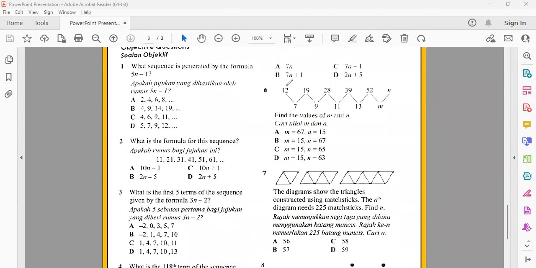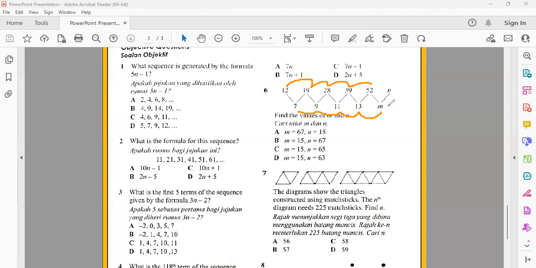You see here? 12, 7, 19, 9, 28, 11, 39, 13, 52, m, and then n. Who can crack? Find the values of m and n. See how the pattern is going. So there's one pattern maybe going up. Okay, find out what's that pattern. And over here, the pattern seems to be a little bit easier.